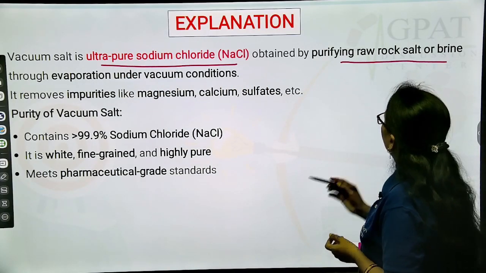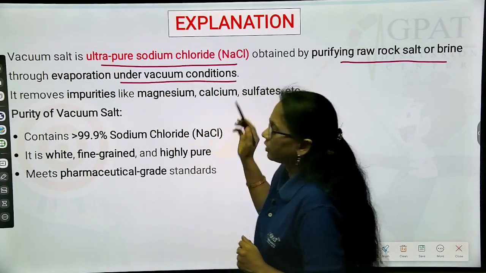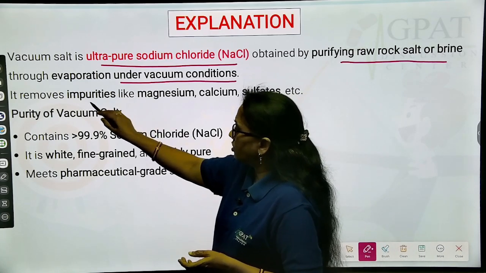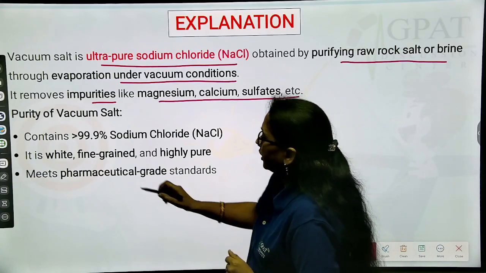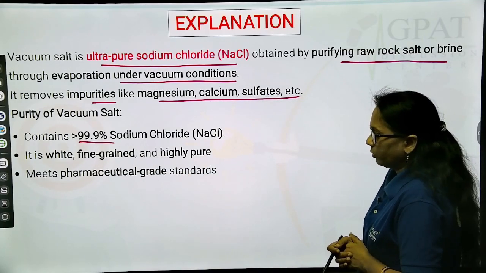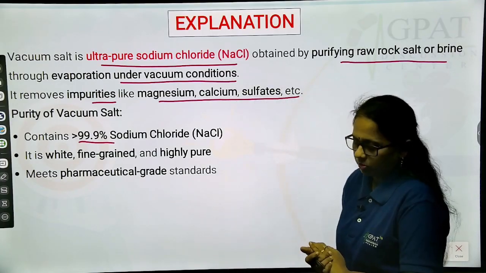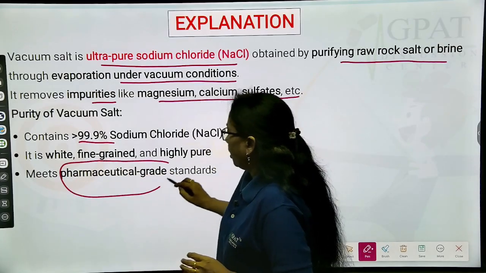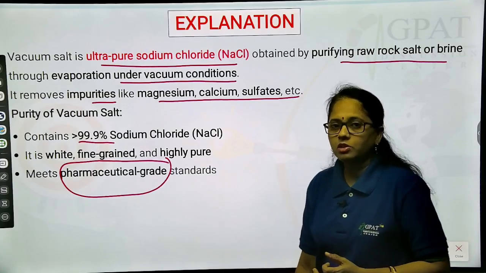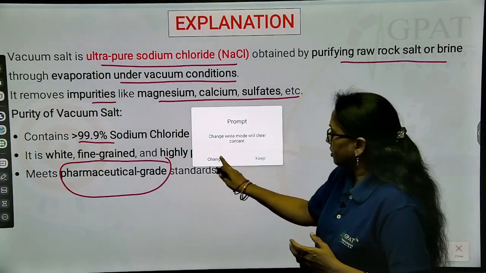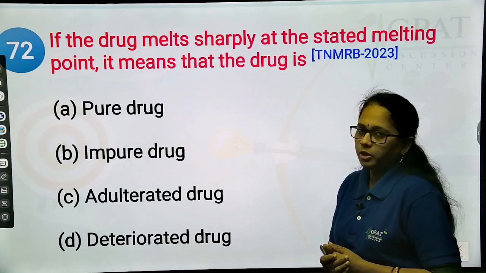It is made by purifying raw rock salt or brine solution through evaporation under vacuum conditions. It removes impurities like magnesium, calcium and sulfates, and we get 99.9% sodium chloride, which appears white colored, fine grained and highly pure. Only in the case of pharmaceutical preparations do we use this; for normal domestic purposes we do not recommend this highly purified salt, which is not beneficial for many patients.